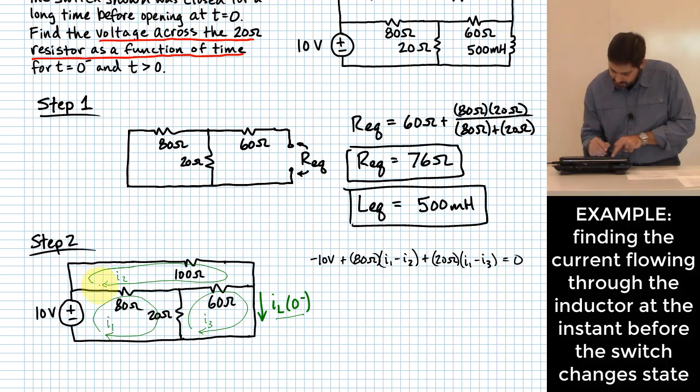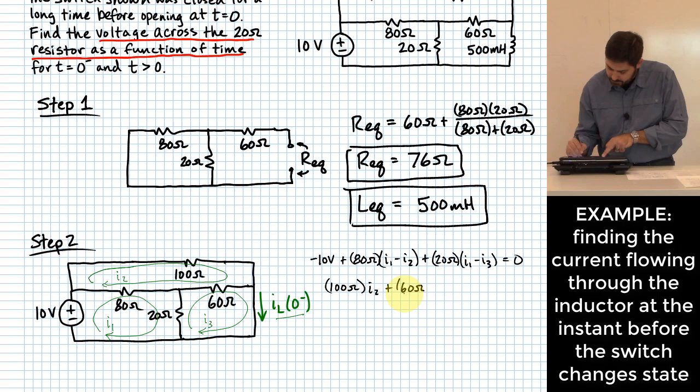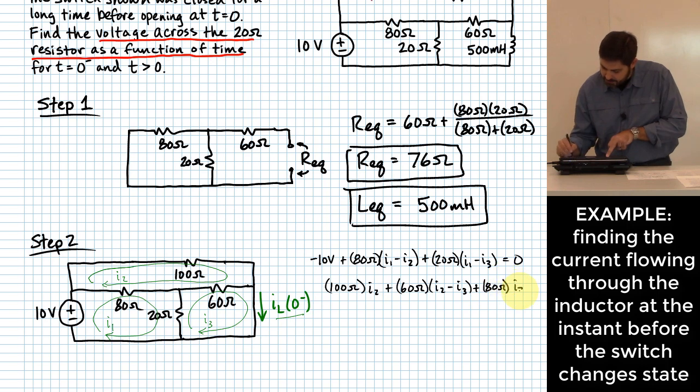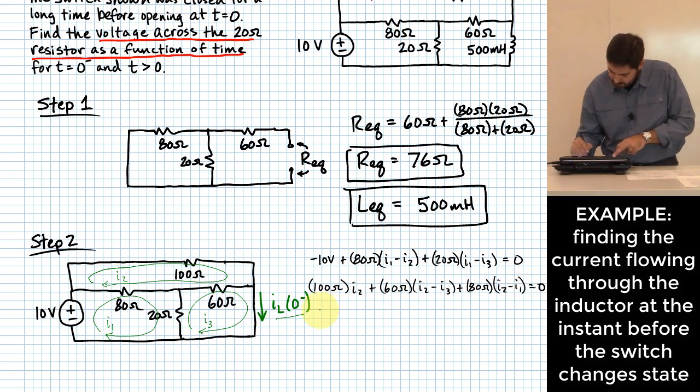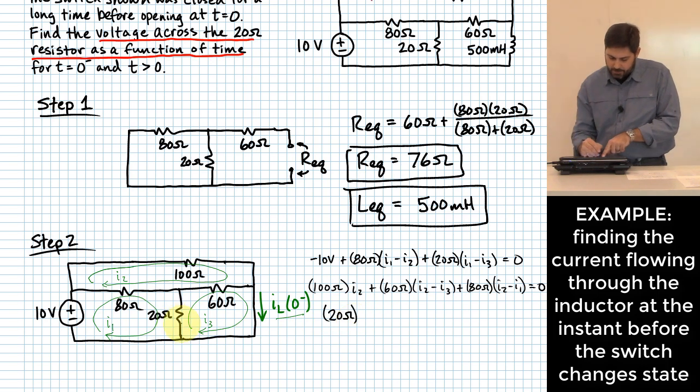Now I'll do my second loop. For the second loop, I'm just going to have 100 ohms times I2 plus 60 ohms times I2 minus I3 plus what? 80 ohms times I2 minus I1. And that should all sum to 0. Then what? For I3, I'm going to start with a 20 ohm, that multiplies by what? I3 minus I1. To this I'm going to add 60 ohms times I3 minus I2.